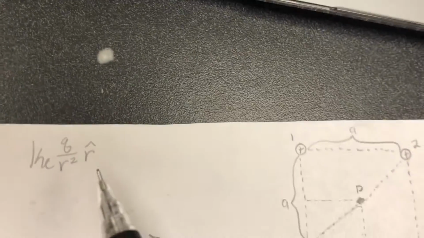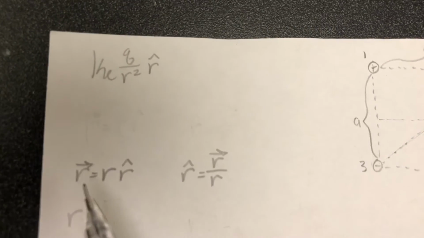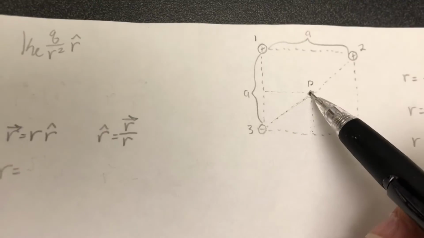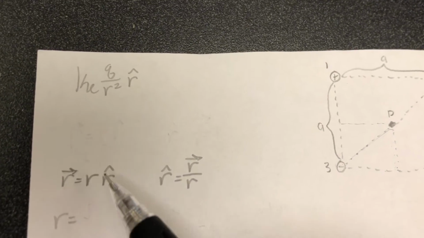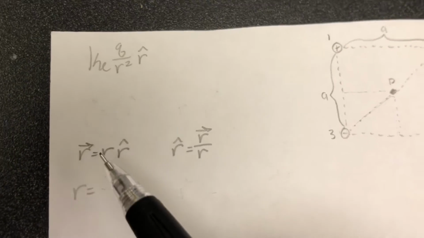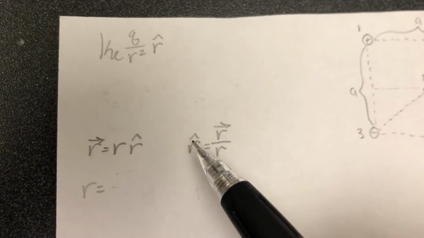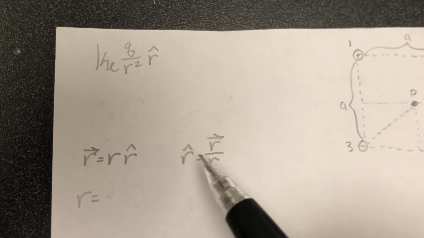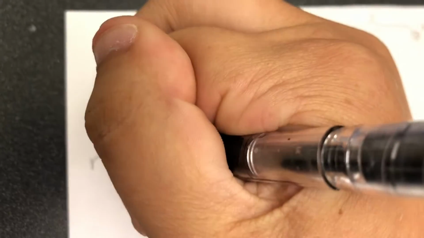Then I started looking at this R hat, because this is what's going to be different for each of the points. If we break it down, the R vector going from this point to any of these points is going to be the magnitude of that times this unit vector R hat. Because if we multiply by the magnitude, that's going to get us back there. So if we're trying to find this R hat, we're going to do the full vector from here to here, divided by the magnitude. And we already have that our magnitude of R is the square root of 2 over 2 times A.